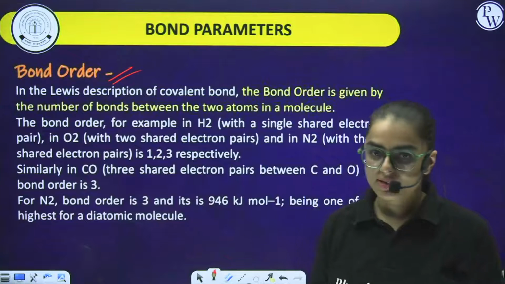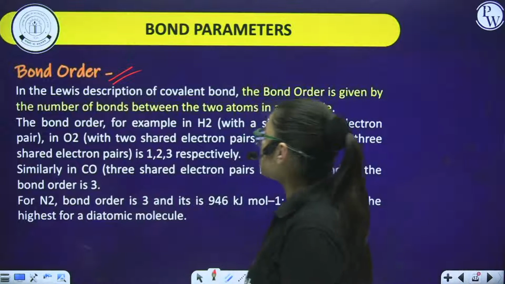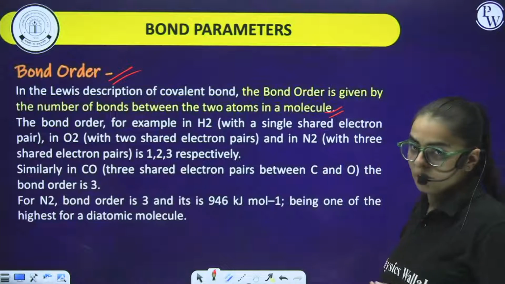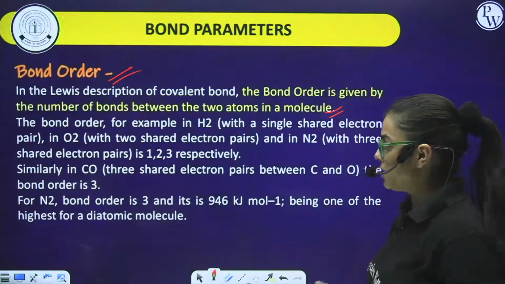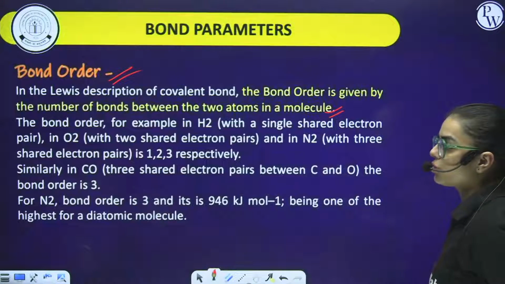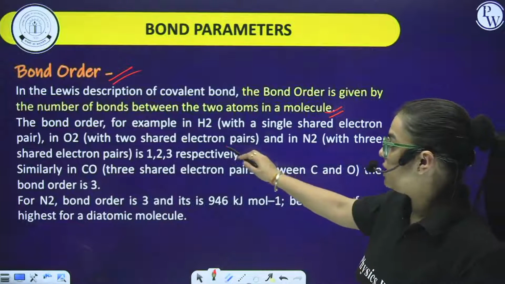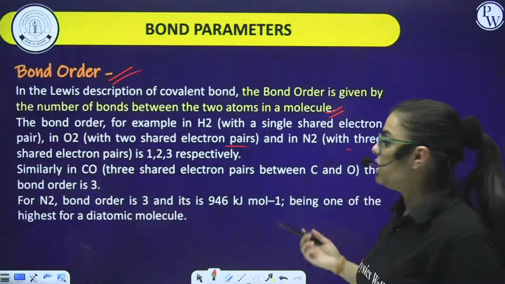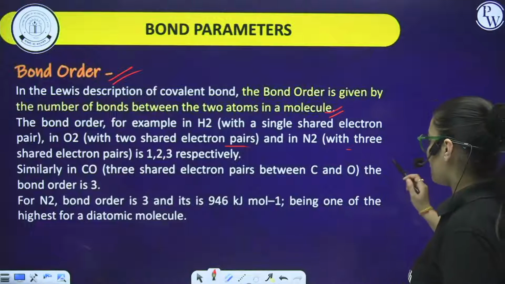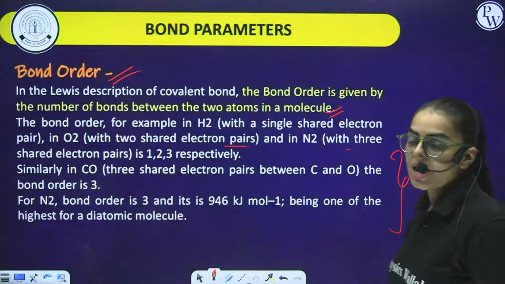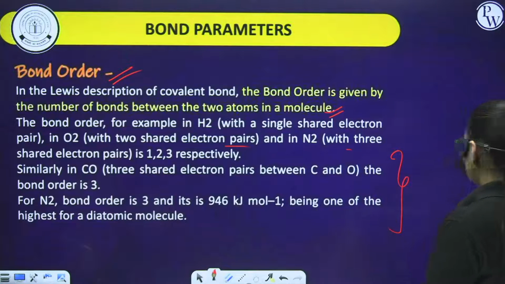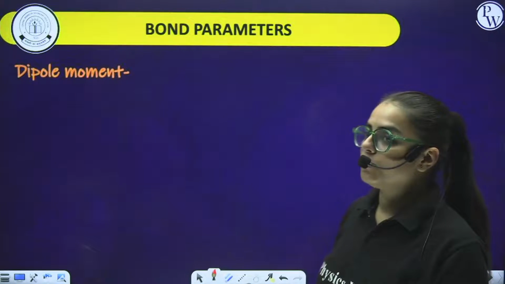We have already studied it, but let's read about it. In the Lewis description of a covalent bond, the bond order is given by the number of bonds between two atoms in a molecule. Now, the bond order in the case of H2 is one, with a single shared electron pair. In O2, we have two shared electron pairs. In N2, we have three bonds. 1, 2, and 3 respectively will be the bond order. You can also calculate it with the formula, half into number of bonding minus number of anti-bonding electrons. Clear, everybody?